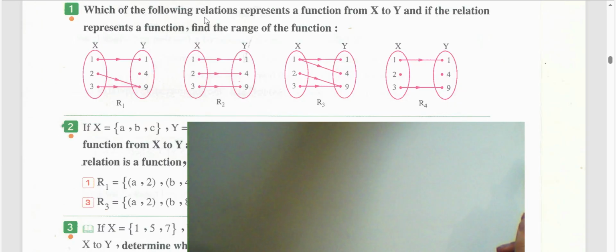This question: which of the following represents a function from X to Y? The relation represents the function, find the range.